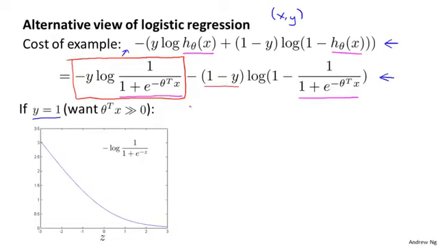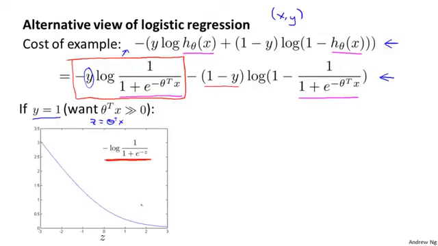So basically when y is equal to 1, what we get is this term, minus log 1 over 1 plus e to the negative z, where, similar to the last slide, I'm using z to denote theta transpose x. And of course, in the cost, we actually had this minus, but since y is equal to 1, I've just simplified it away in the expression that I've written down here.